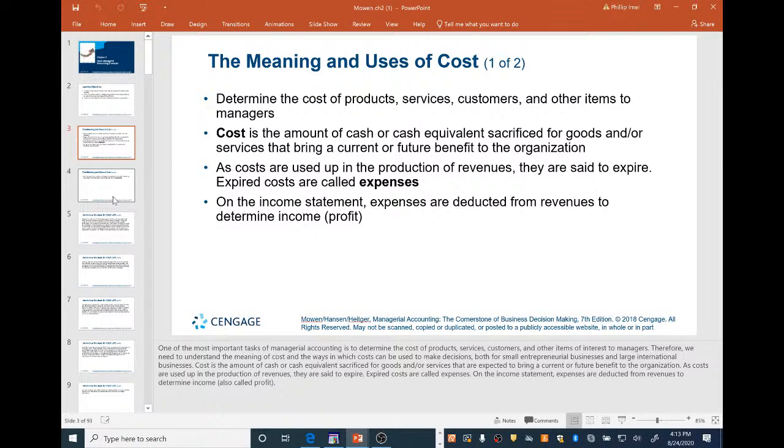So obviously cost, everyone understands what cost is. It's pretty much the cost of something that we purchase, right? So whether it's materials, a service, whatever it might be, it's an actual cost, or cash equivalent, for the goods or services that are going to bring benefit to the organization in the future, right? So just the cost of buying something, that's pretty straightforward.